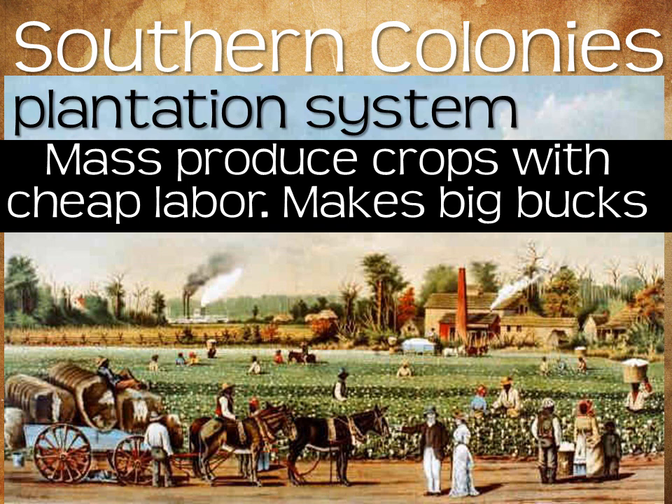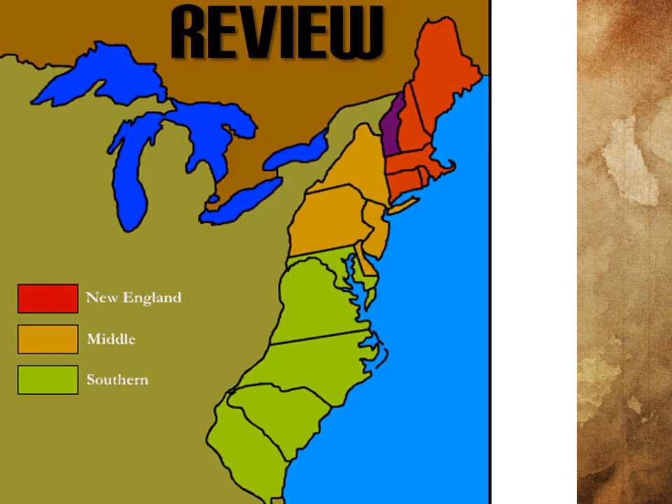These are the southern colonies. You need to know in the South, because of their rich soil, because of their good growing climate, their warm weather, plantations were there, cash crops were there, slavery was there because of their geography and climate, the southern colonies.